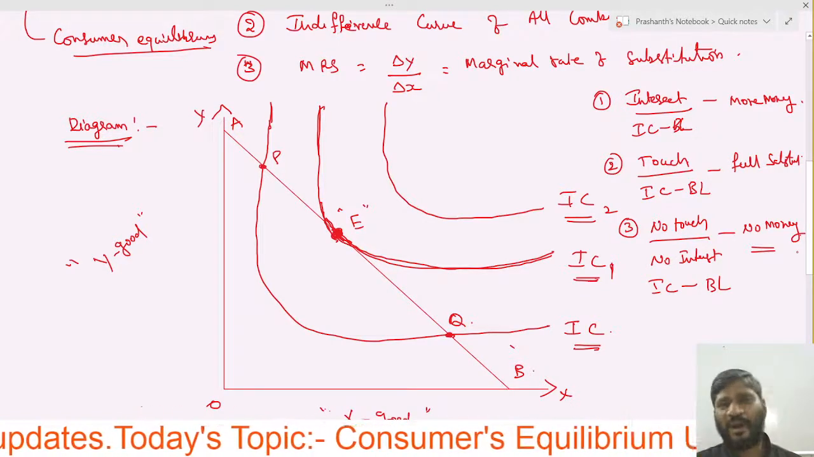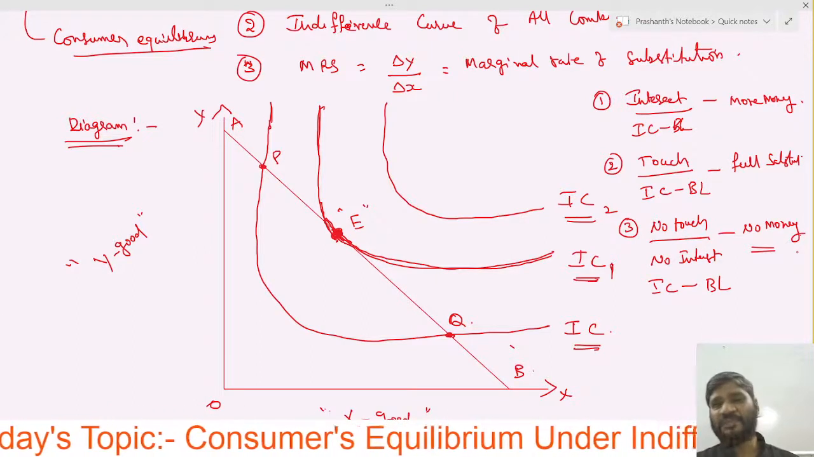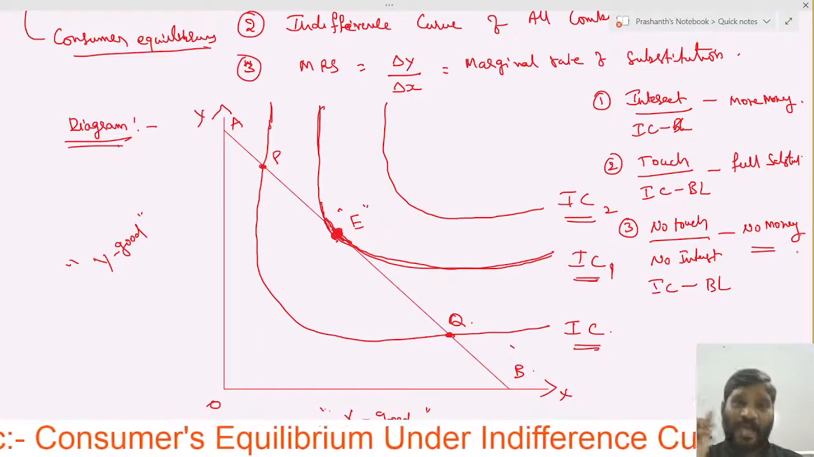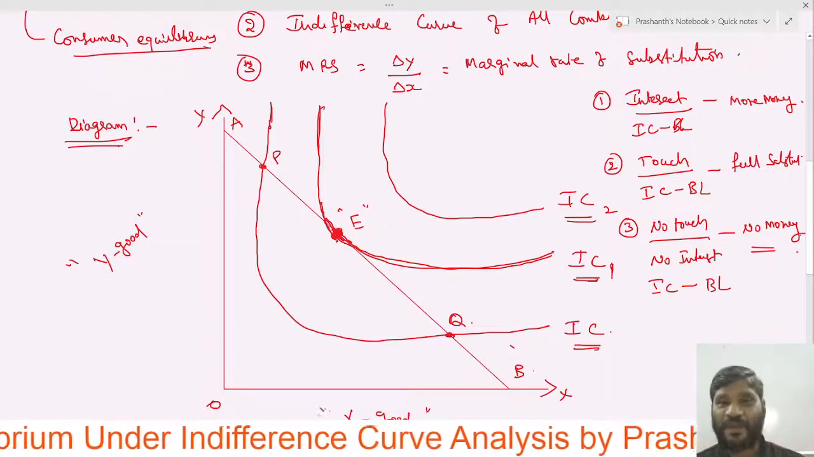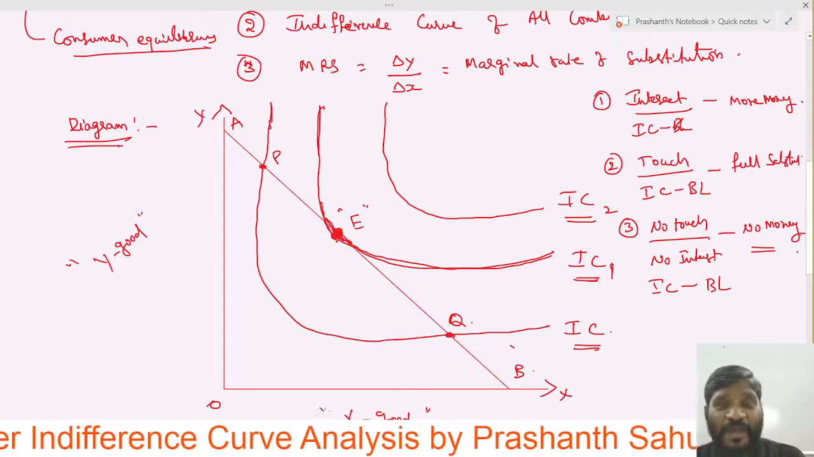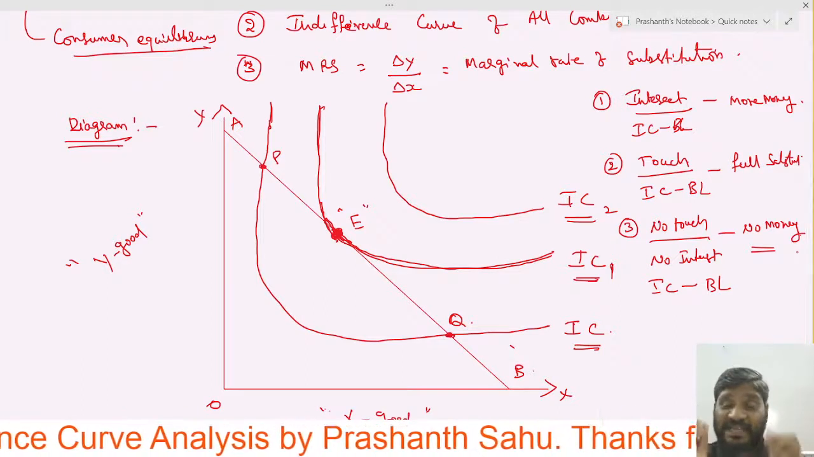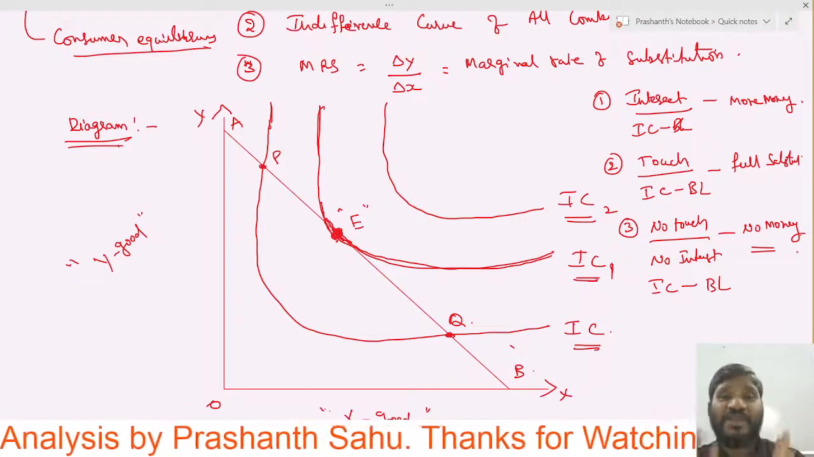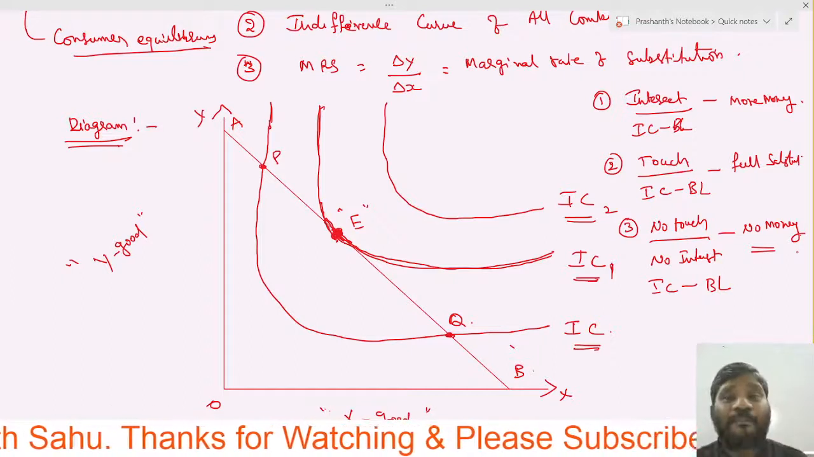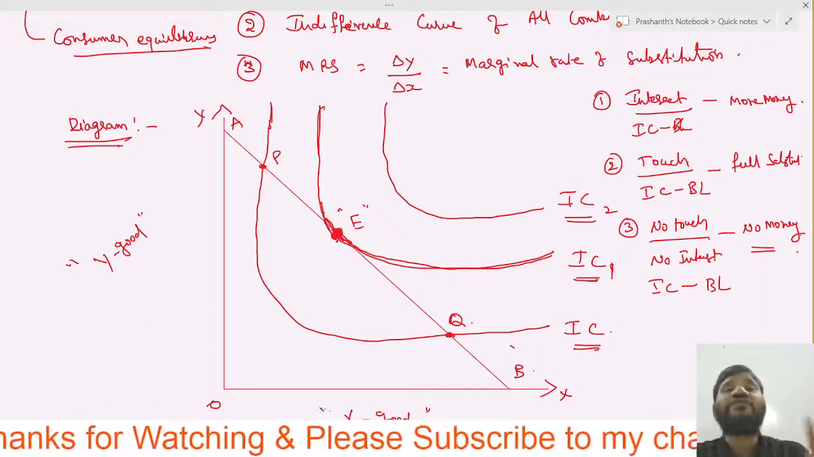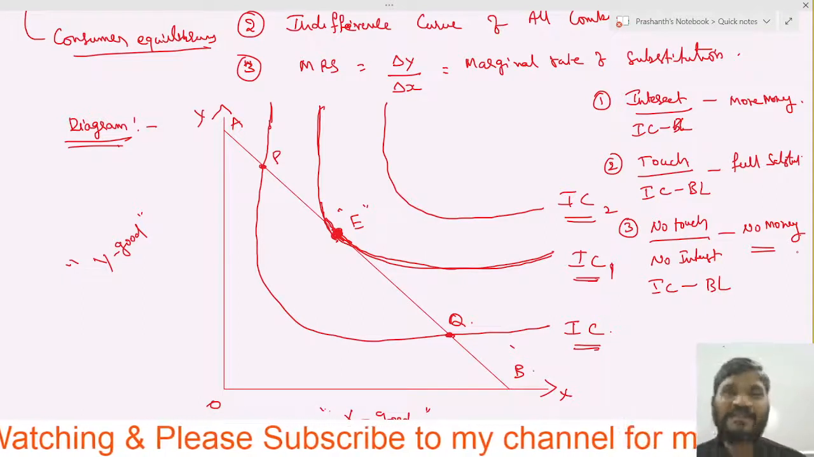Just remember we require the budget line as well as the indifference curve. With the help of these two, only then can we determine the consumer equilibrium. Where is the consumer equilibrium now? The consumer is said to be in equilibrium on the IC1 curve. Why? Because the IC1 curve touches the budget line, which means equal satisfaction as well as full satisfaction.